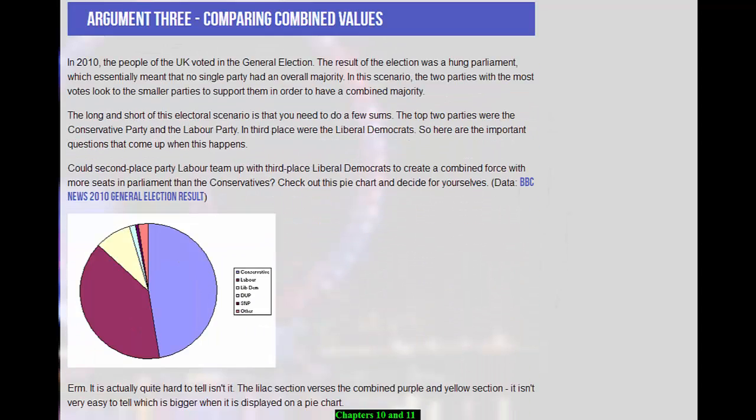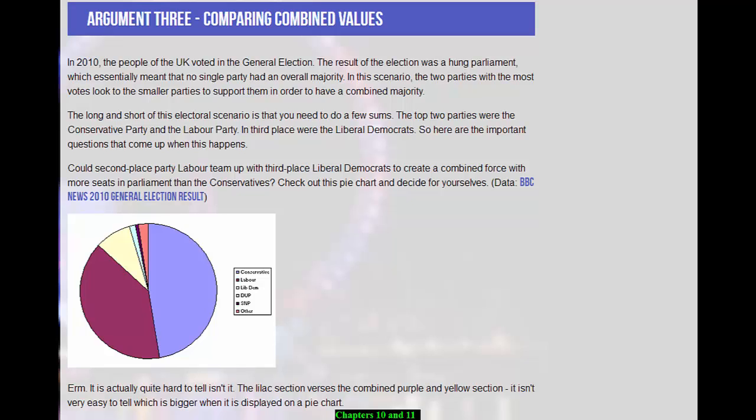Argument 3, comparing combined values. I'm actually going to read this one because it's quite interesting. In 2010, the people of the UK voted in the general election. The results of the election was a hung parliament, which essentially meant that no single party had an overall majority. In this scenario, the two parties with the most votes looked to the smaller parties to support them in order to have a combined majority. The long and short of this electoral scenario is that you need to do a few sums. The top two parties were the Conservative Party and the Labour Party. In third place were the Liberal Democrats.